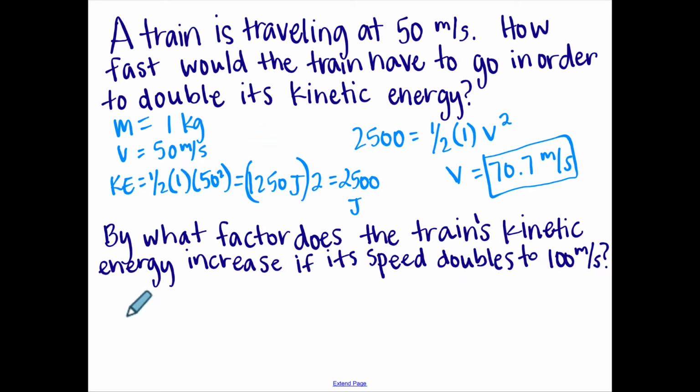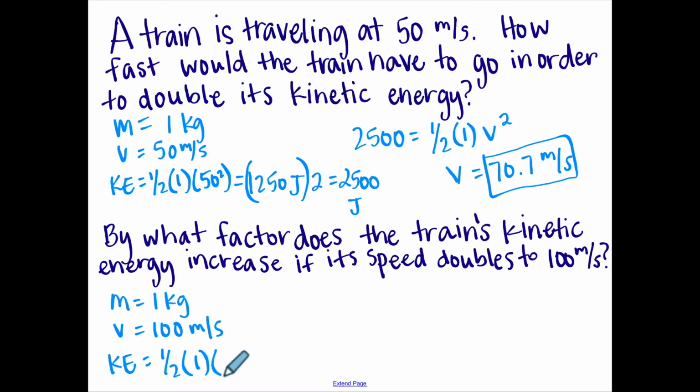So we're talking about the same train, so we're going to give it a mass of 1 kilogram again, and now it has a velocity of 100 meters per second. So we can calculate its kinetic energy, 1/2 times its mass times its velocity squared. And when we do that, we get 5,000 joules. So whenever it asks by what factor, you're going to take the bigger number, 5,000, divided by the smaller number.